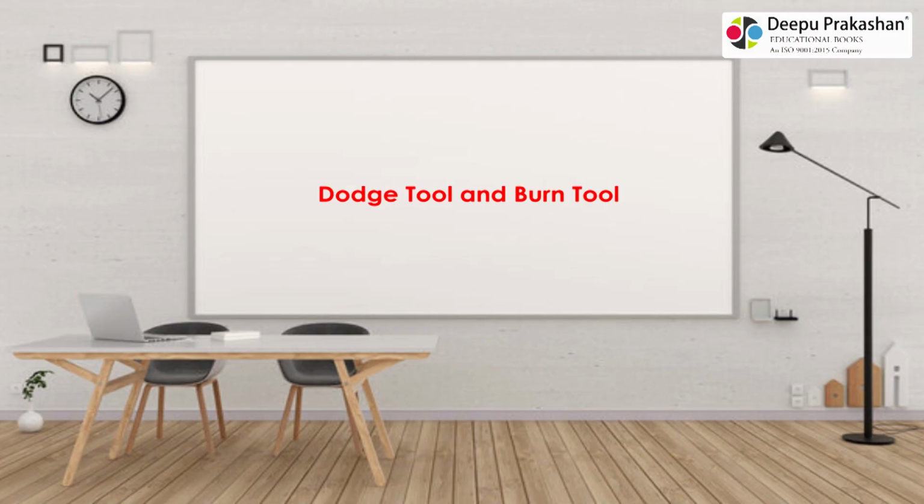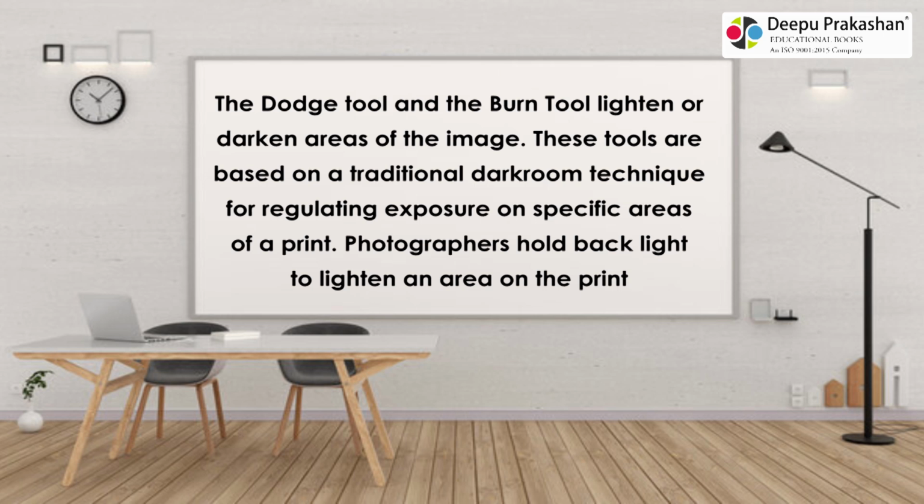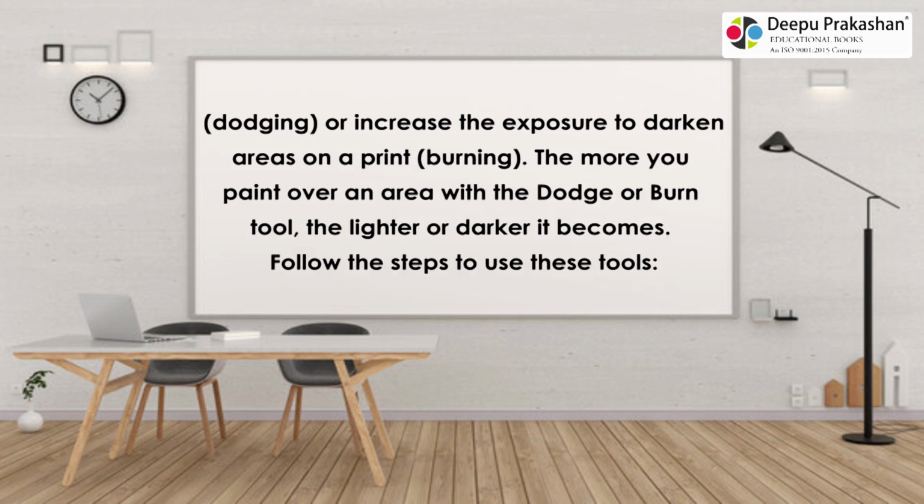Dodge tool and Burn tool. The Dodge tool and the Burn tool lighten or darken areas of the image. These tools are based on a traditional darkroom technique for regulating exposure on specific areas of a print. Photographers hold back light to lighten an area on the print, dodging, or increase the exposure to darken areas on a print, burning. The more you paint over an area with the Dodge or Burn tool, the lighter or darker it becomes. Follow the steps to use these tools.